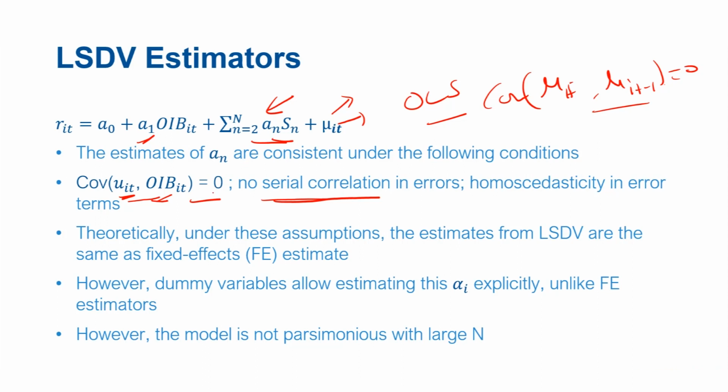And also there is homoscedasticity in the error term, which means the variance of the error term is constant across different values of the dependent variables. It is not systematically varying, which is called homoscedasticity. Then under these conditions, we can take our estimates of alpha i's as consistent.